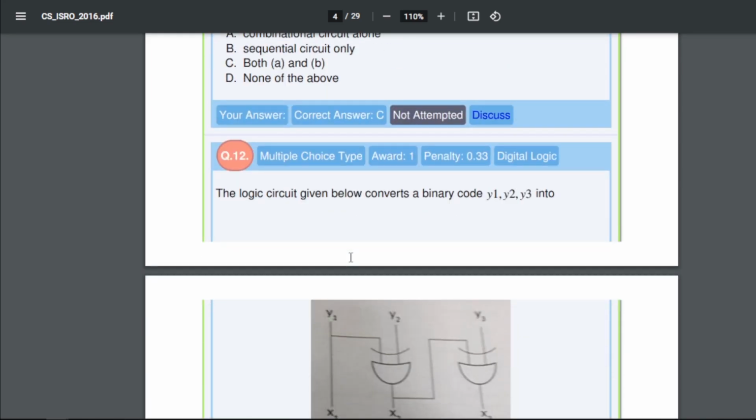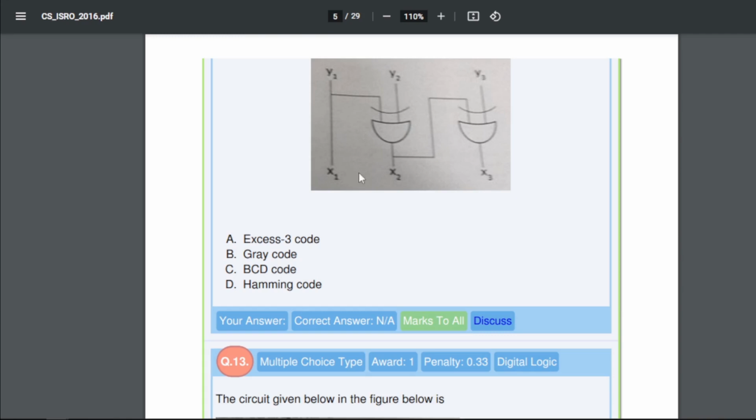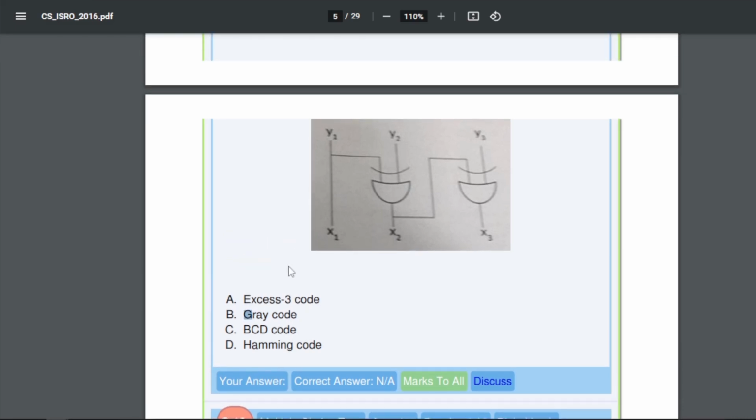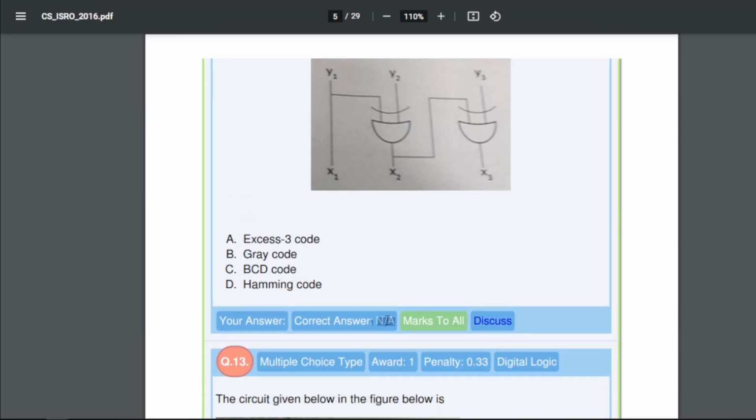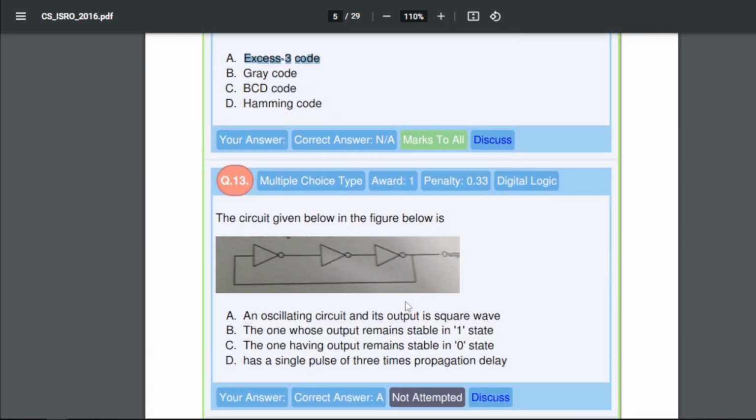Now the next question is question 12: the logic circuit given below converts a binary code Y1 Y2 Y3 into what? If you solve this, you will get the answer as gray code. So gray code will be the answer. This is marked NA because if you solve this particular question, you can access three codes: gray code, BCD, Hamming code. That is why the marks were given for all the options.